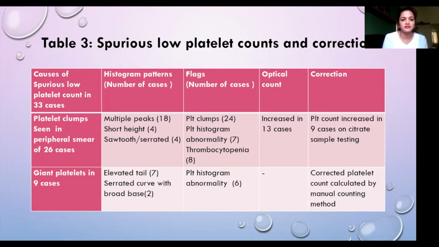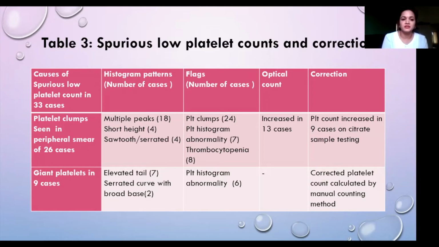And the histogram pattern in this was multiple peaks seen in 18 out of 26 cases, which is a good number to say this could be a consistent pattern in platelet clumps. And the other patterns were sawtooth or serrated pattern and short height. And the flagging that was generated for platelet clump was seen in 24 out of 26 cases, again giving an evidence that this is a reliable indicator from the analyzer.